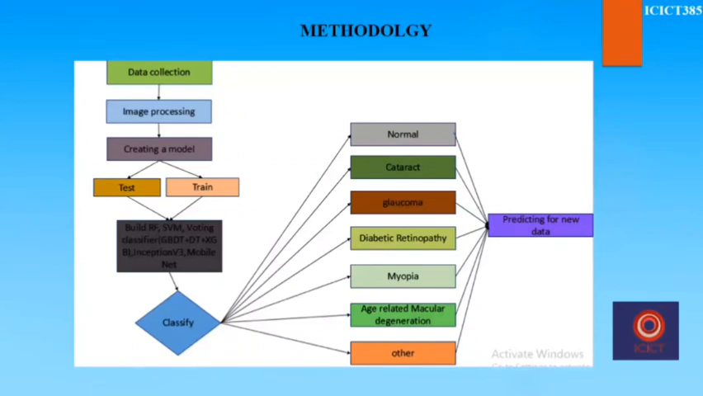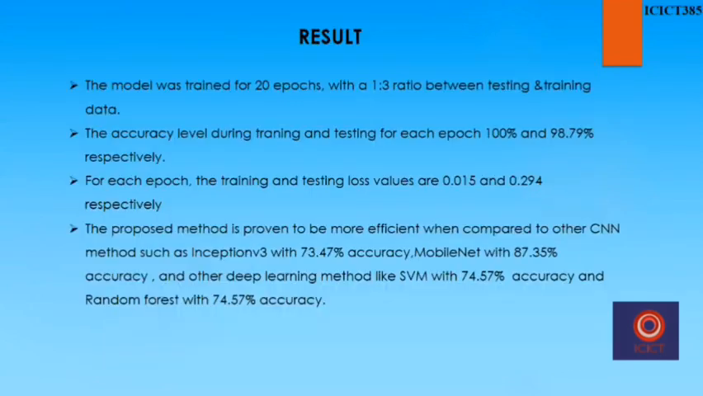Next, methodology. In this methodology, we have seen data collection, image processing, and creating a model, where in creating the model we have tested, trained, and built the random forest algorithm, SVM algorithm, voting classifier, Inception, and MobileNet. These classify images as normal, cataract disease, glaucoma disease, diabetic retinopathy disease, myopia disease, age-related macular degeneration disease, and other diseases. And finally, it gives the prediction about these results.